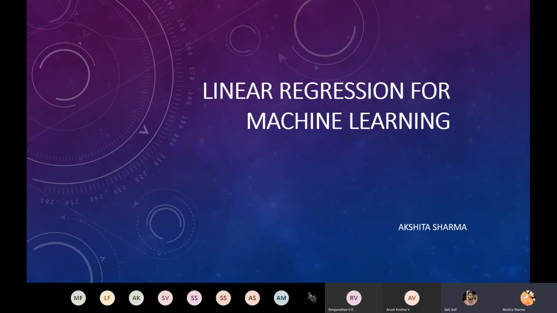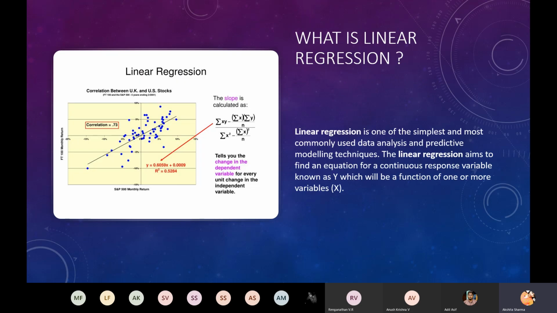Okay, so let's start with linear regression for machine learning using Python. What is linear regression basically? In statistics, linear regression is a linear approach to modeling the relationship between a dependent variable and one or more independent variables. If there is one independent variable, it's called simple linear regression. For more than one independent variable, the process is called multiple linear regression.